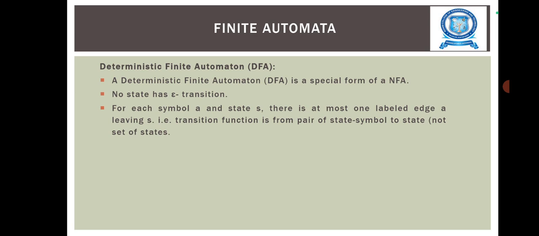Deterministic finite automata. A deterministic finite automaton is a special form of a non-deterministic finite automaton. No state has an epsilon transition. For each symbol A and state S, there is at most one labeled edge A leaving S, that is, the transition function maps a pair of state and symbol to a state.